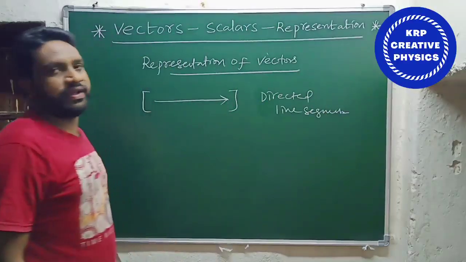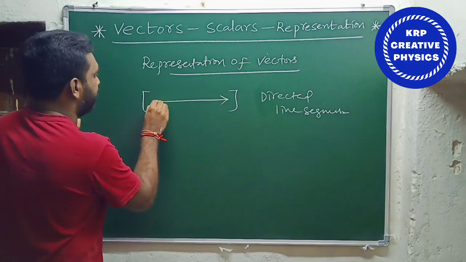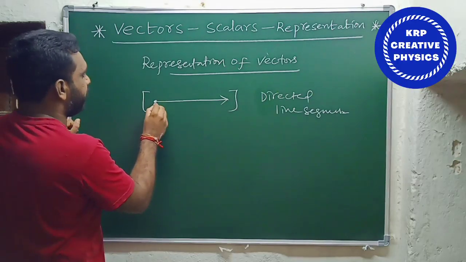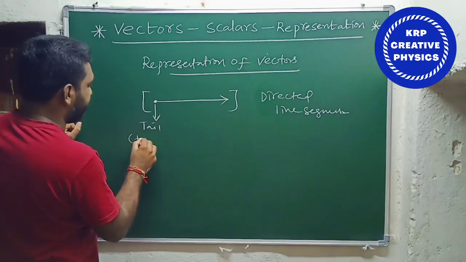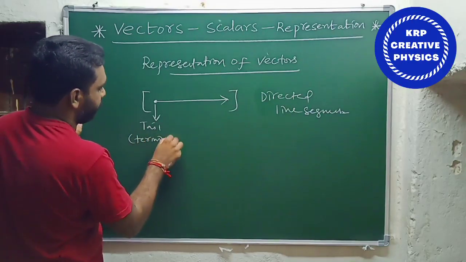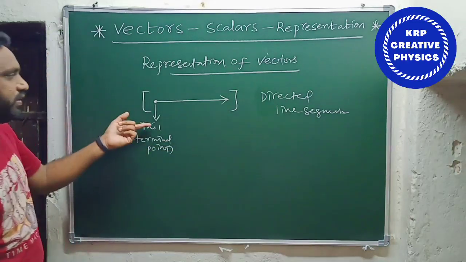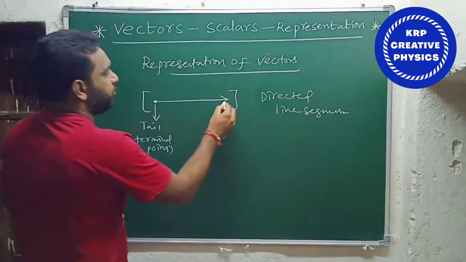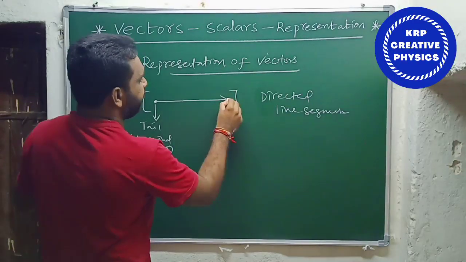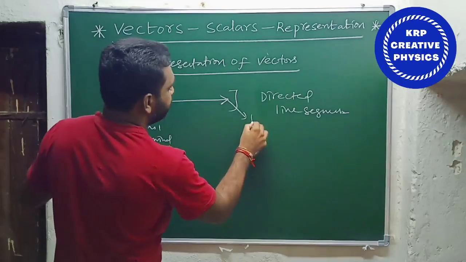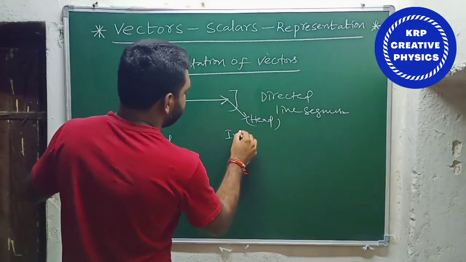In this directed line segment we have so many parts. First, this particular end part is said to be the tail. This one is said to be the tail, end point or terminal point. And this arrow end, where the initial point is represented, is said to be the head, or initial point.